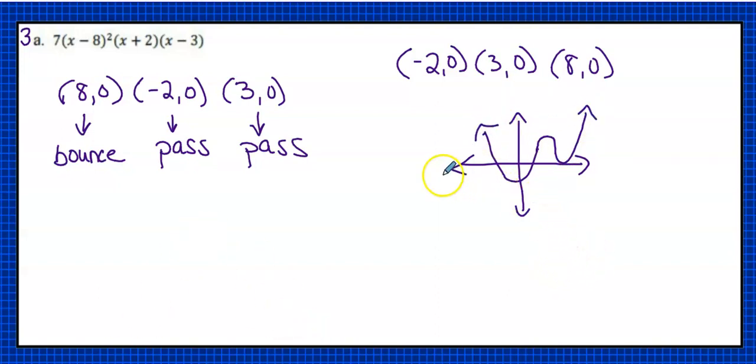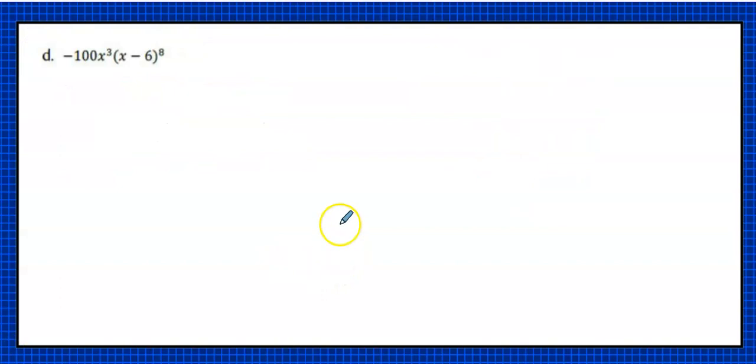Of course, you could always go over to Desmos and graph this and just make sure that this is kind of what it looks like, that it does pass at those two and bounce at the 8. Okay, this is 3D. Let's look at what we have here. We have a negative leading coefficient, and we have 3 and 8, so that's an odd. I just want to kind of get an idea of what this would look like.